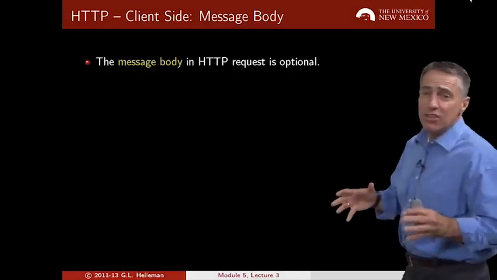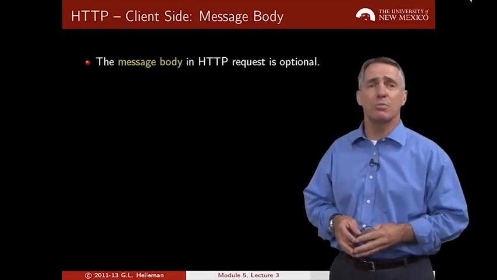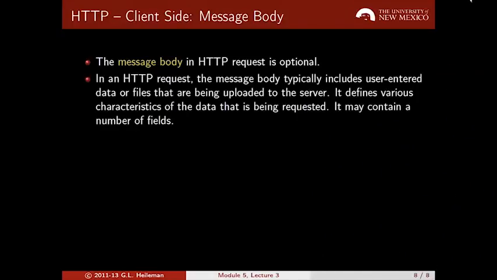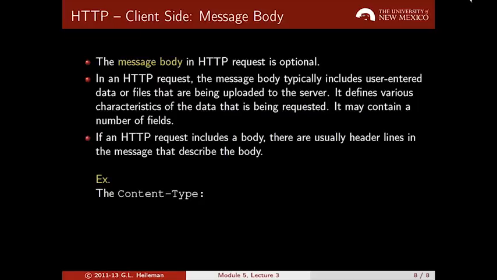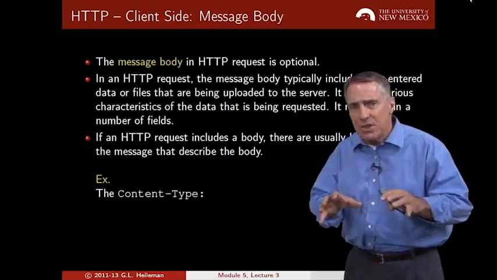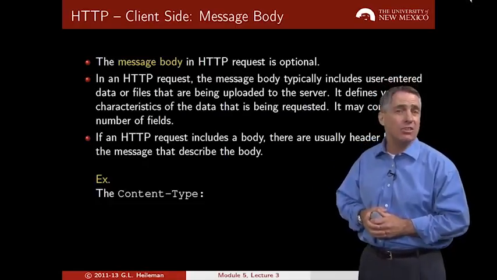Now, as I've said, the message body in an HTTP request is optional. It's typically not there for a GET request, but for a POST, there generally is a body. So this is, again, the data that you're trying to supply to the server side. And you can also have various characteristics that are defined in fields. And so if an HTTP request includes a body, there's usually something in the header that says what type of data is being supplied.